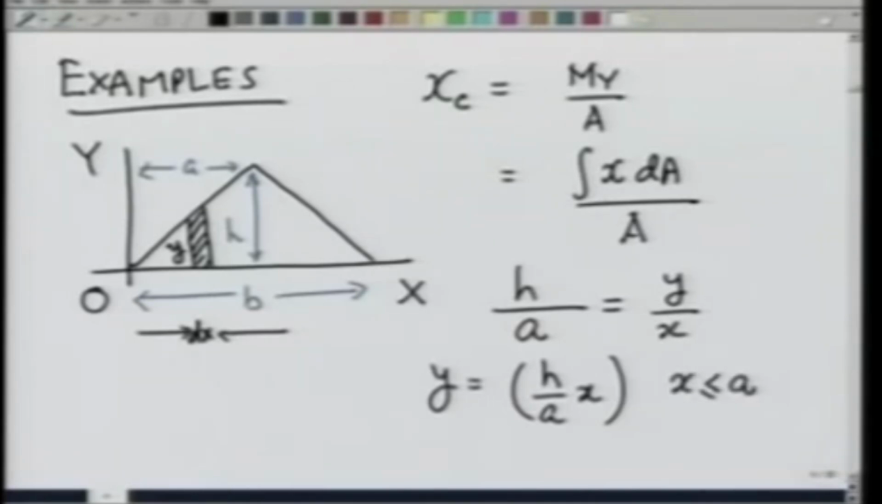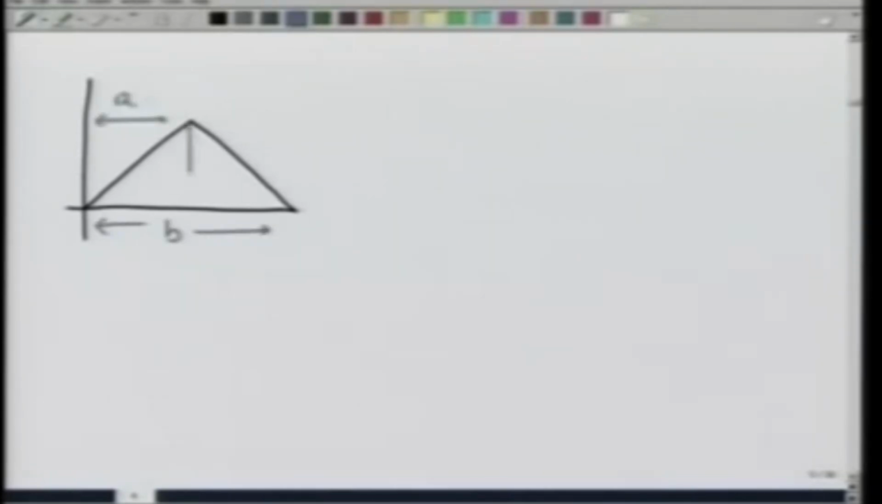For x greater than a, I take a small area here whose y is going to be different, and that also we can calculate. Let me now go on to the next page, so that calculations become more clear. So, this is the y axis, x axis, this is the triangle, this is B, this is A, this is H. One strip I took here, other strip I am taking here.